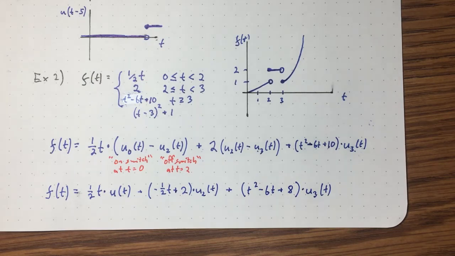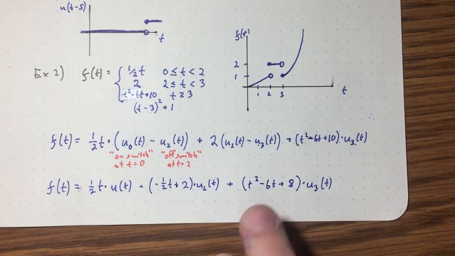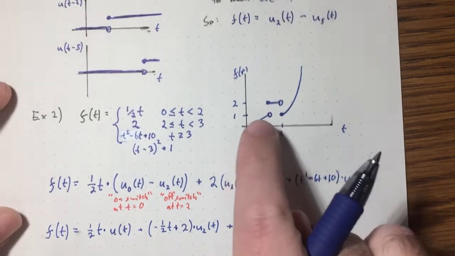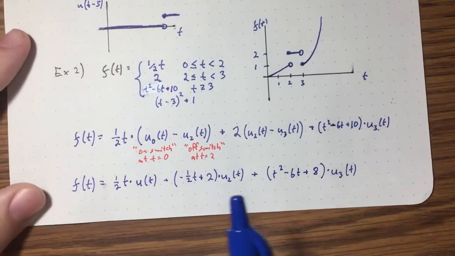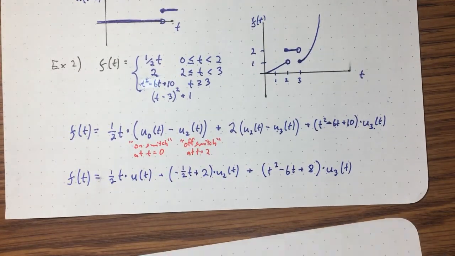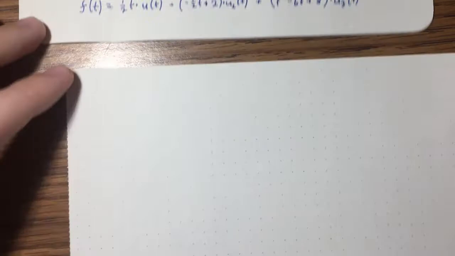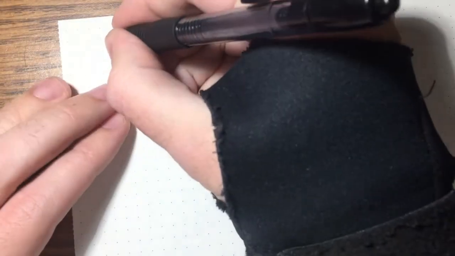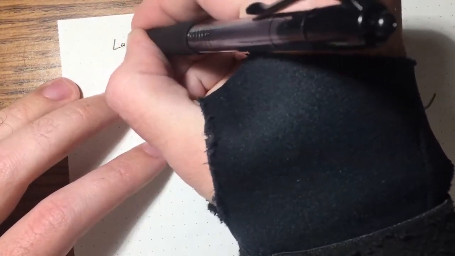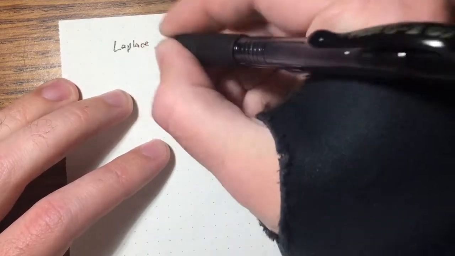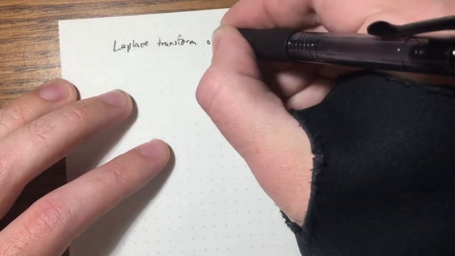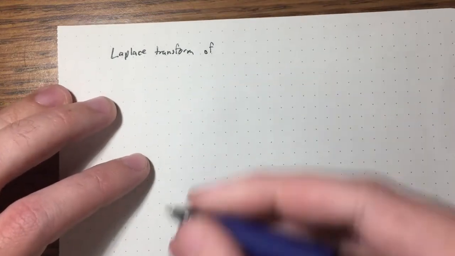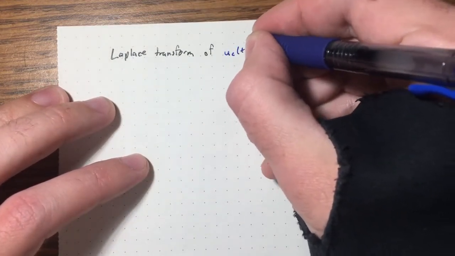What should we do next? So hopefully you're convinced now that you can take any piecewise function and write it just in terms of these step functions. And this is how you do it. Let's talk about the Laplace transform of this step function, uc of t.